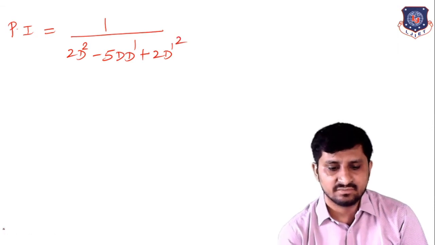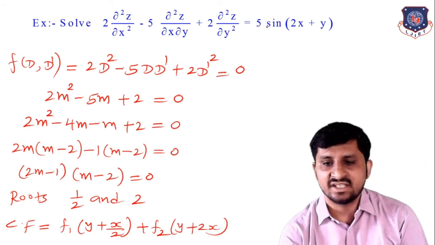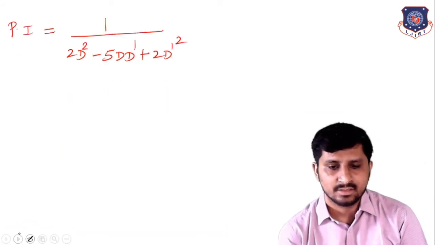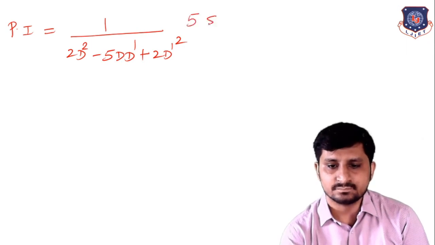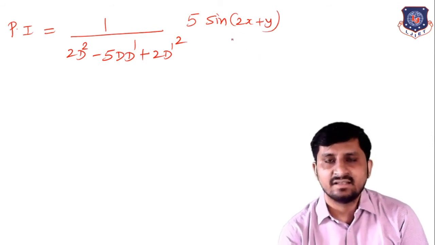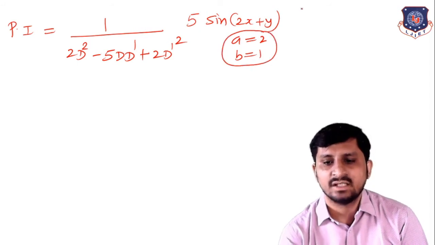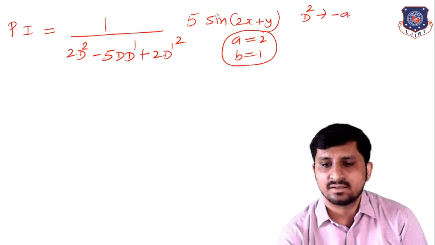And what is the function? The function is 5 sin(2x + y). So here I write 5 sin(2x + y). Now as you all know, compare with sin(ax + by). So a is equal to 2 and b is equal to 1, correct? So instead of D², we have to take minus a², so that's why we have to take minus 4, right?